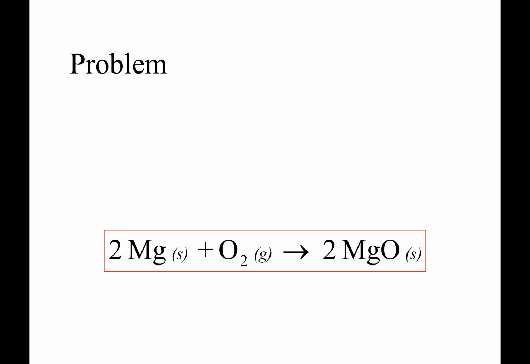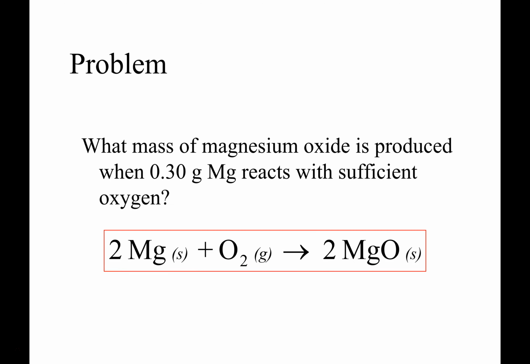So we're going to do one more follow-up problem. And in this case, it looks like this. What mass of magnesium oxide is produced? So question mark grams of magnesium oxide when we have 0.30 grams of magnesium, 0.30 grams.